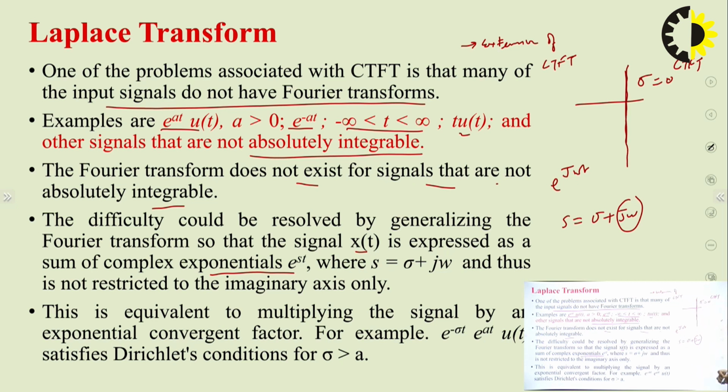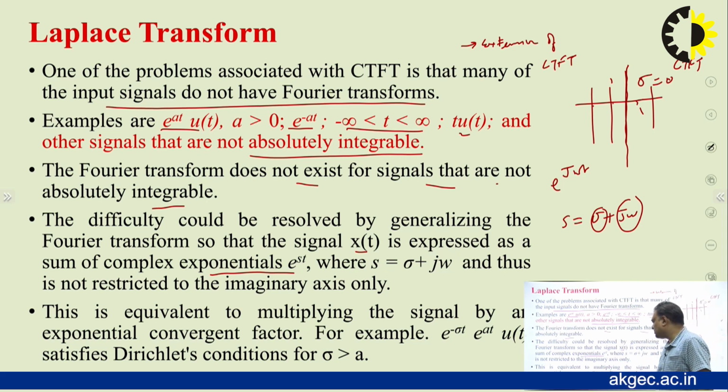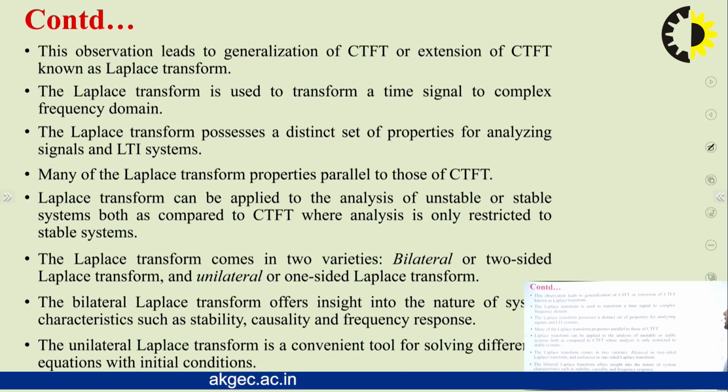Okay, but if we take this analysis for any value of sigma, here, here, or here, then it is possible that your signal is absolutely integrable at these values of sigma plus j omega. So what will we do? This is equivalent to multiplying the signal by an exponential convergent function, for example, e to the power minus sigma t. E to the power at u(t) satisfies the Dirichlet condition for sigma greater than a. Okay, so this is basically an extension of CTFT.